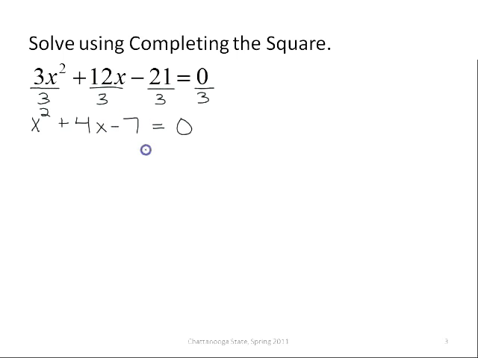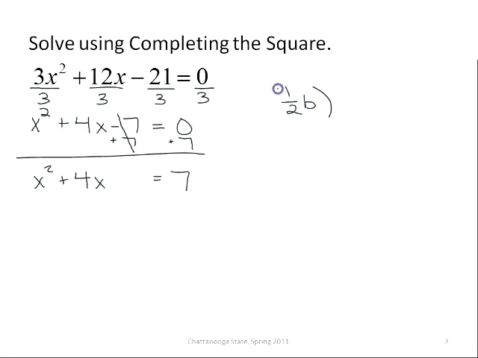Now I want to get my constant term over here on the other side of the equation. So I have to add 7 to both sides of my equation. So that'll give me x squared plus 4x equals 7. Now I have written it leaving a blank spot here in this position. Since these added up to 0, I don't have a constant term here anymore. So I've left space in there because my next step is to take half of b and square it.